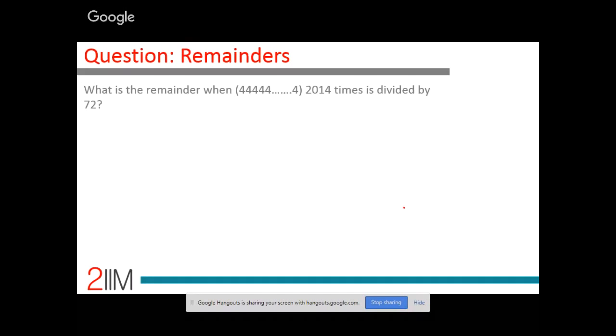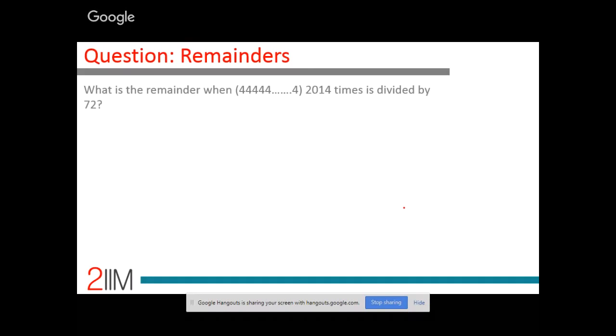By 9 and 8. Divide this number by 9, find the remainder. Divide this number by 8, find the remainder. And then we'll worry about combining that. How do you find the remainder when this number is divided by 9? Sum of all the digits, divide that by 9. That's your answer. If that is too big, add the digits of that number, divide that by 9.